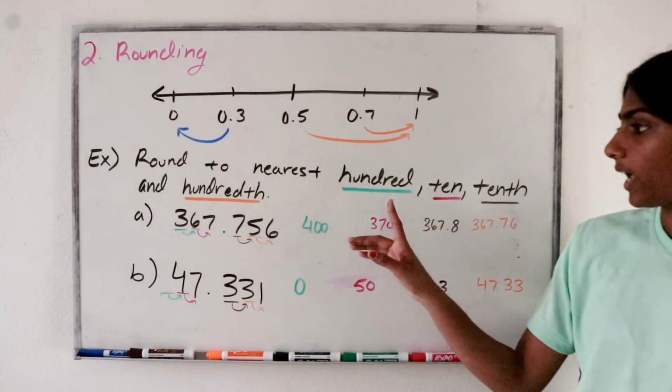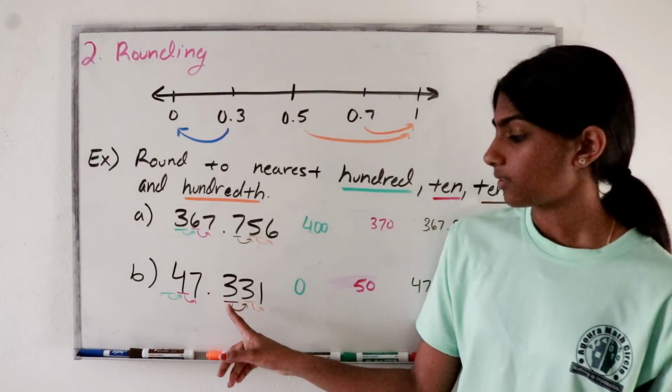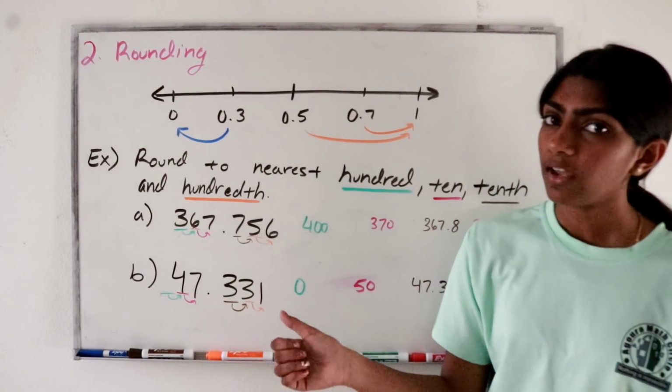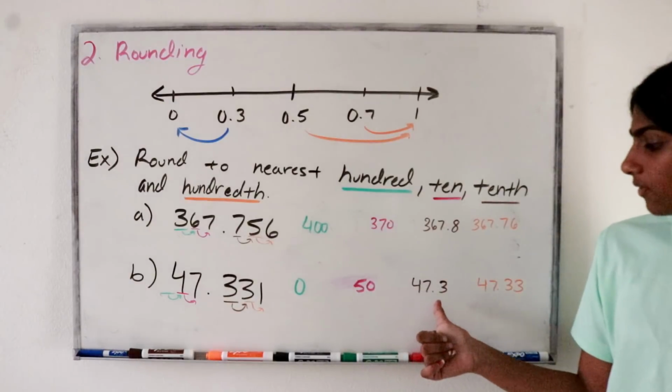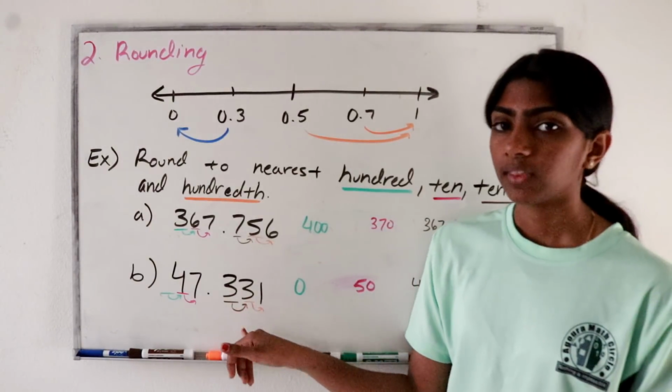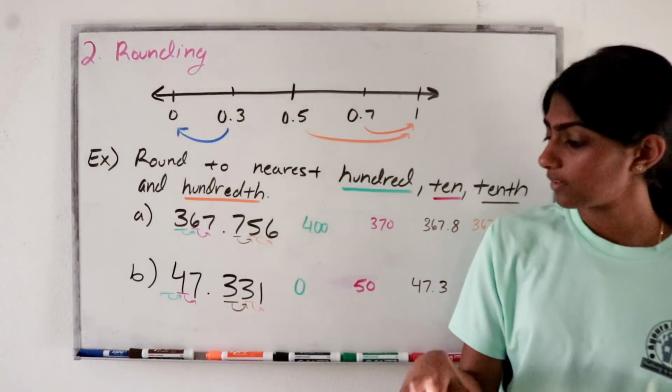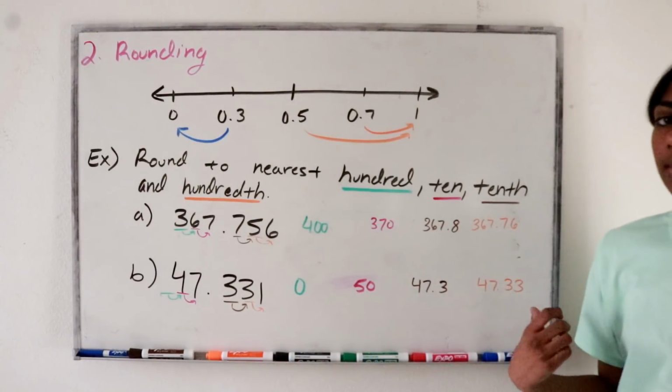So next we're going to look at the tenths place. So right here, then we're going to look at the digit right before it, 3. That's less than 5, round down. So we get 47.3. And finally we're going to look at the hundredths place. So we have a 3 and we have a 1. 1 means round down. So that means we get 47.33.